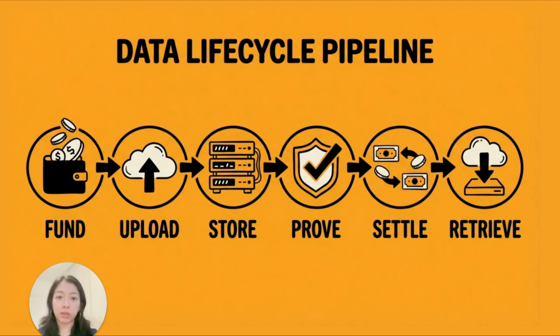Stepping back, the full life cycle looks like this. Funds are deposited and permissions are set. Data is uploaded and identified by a PCID. A provider stores the data and registers the commitment on-chain. Continuous proofs verify storage over time. Payments settle only when proofs succeed. Data can be retrieved and verified at any point. Each step is connected. Storage creates proof obligations, proofs control payments, payments incentivize continued storage, and that's the whole system.